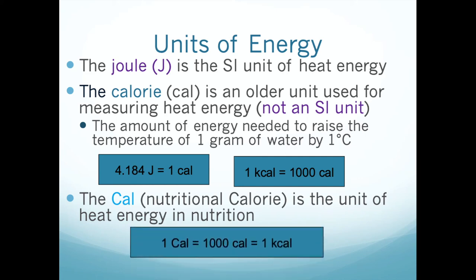One capital C Calorie, one nutritional Calorie, is equal to 1,000 metric calories. Or, in other words, 1 Calorie, capital C Calorie, is the equivalent of 1 kilocalorie, 1,000 lowercase c calories. Okay? I agree, it's really dumb, but it's one of those weird things you've got to watch out for.